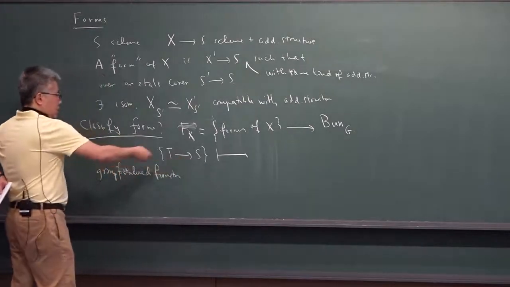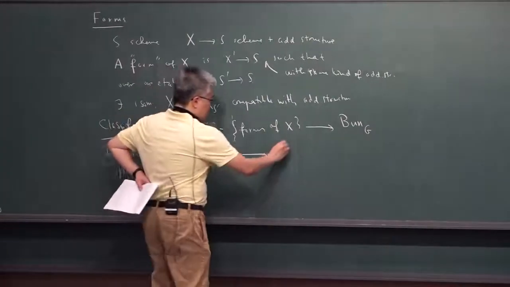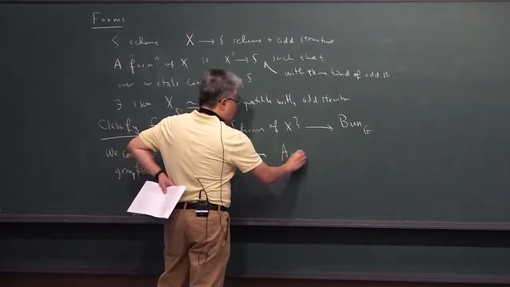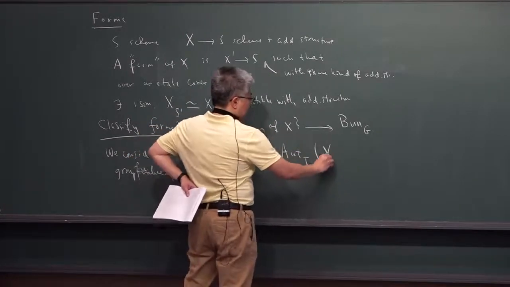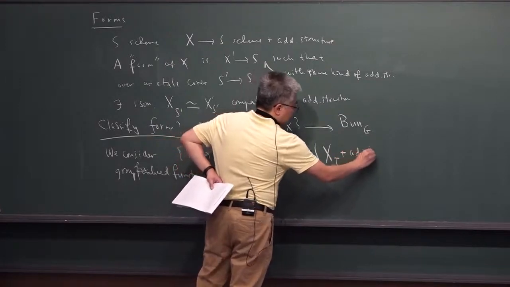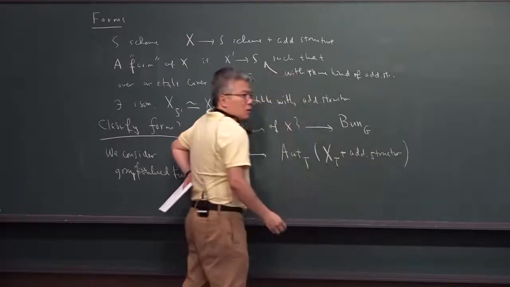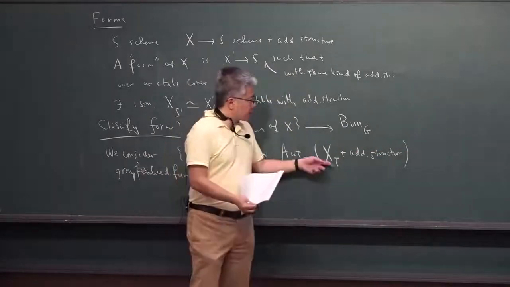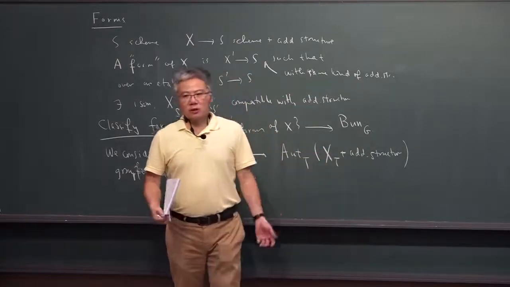Associate to any S-scheme T the abstract group of automorphisms over T of X base changed to T, plus additional structures. So we have automorphisms of X_T that respect the additional structure. So this functor is defined.